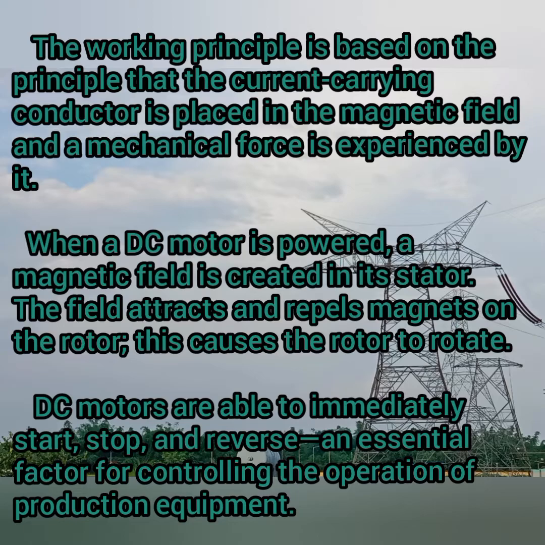When a DC motor is powered, a magnetic field is created in its stator. The field attracts and repels the magnet on the rotor. This causes the rotation of the rotor. The main advantage of using this motor is that it can be immediately started, stopped or reversed as per the essential needs for the control of operation.